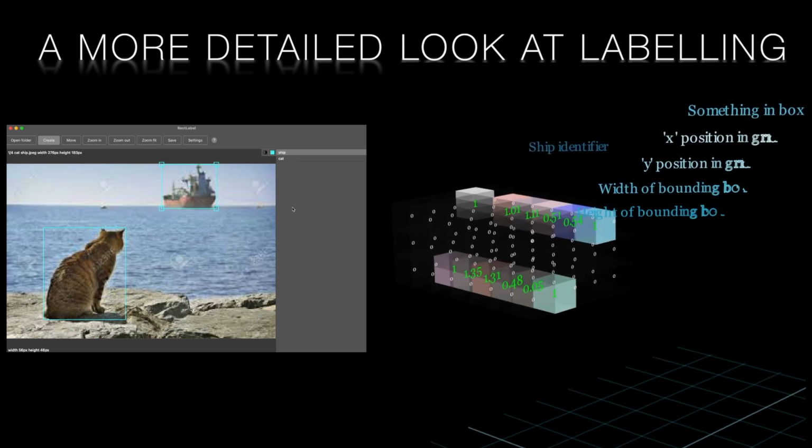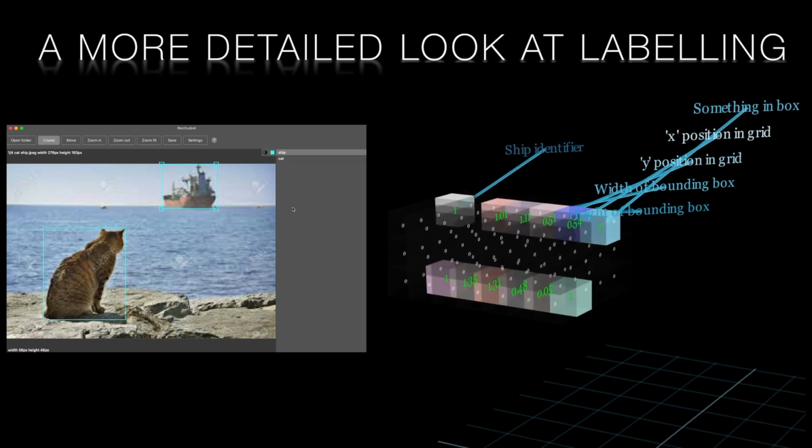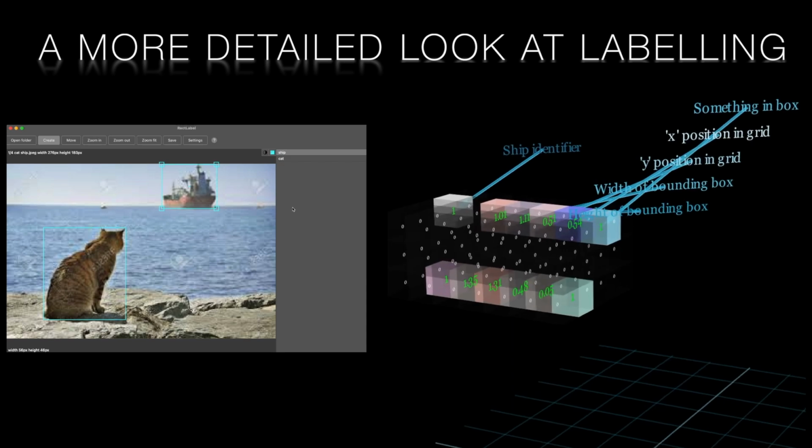The first element is 1, indicating that there is an object of interest centered in this grid cell. The next two elements are the X and Y position in this cell of the center of the ship. These are followed by the width and height of the bounding box. This is followed by 0 and 1, the one hot encoding for a ship.